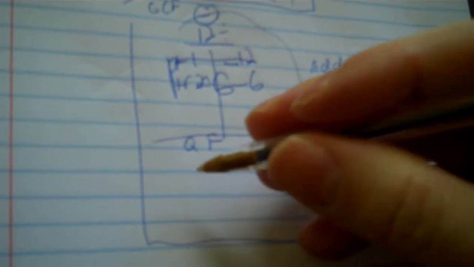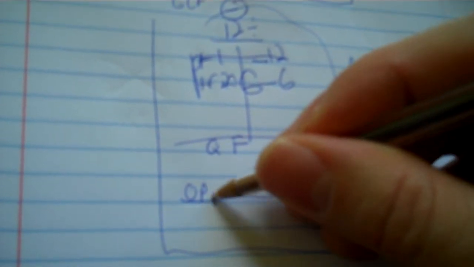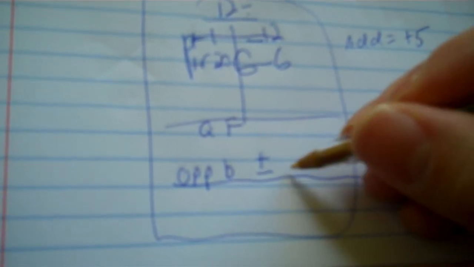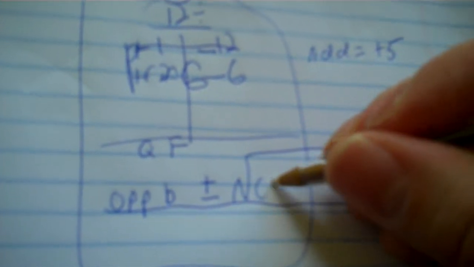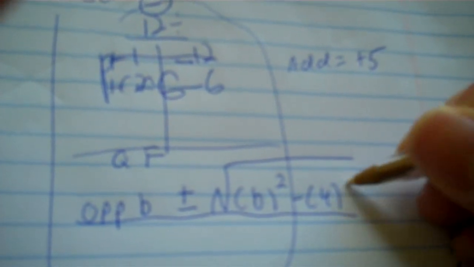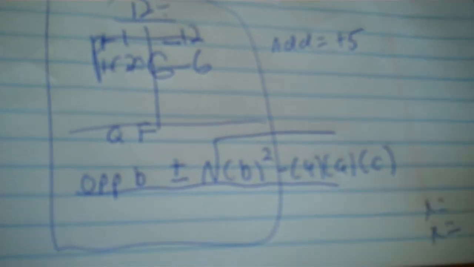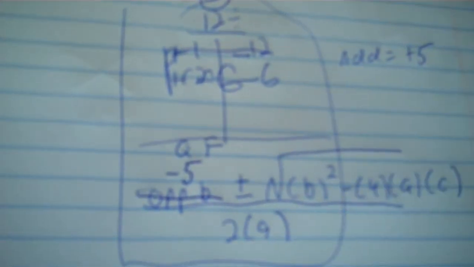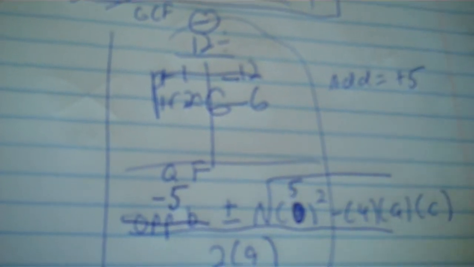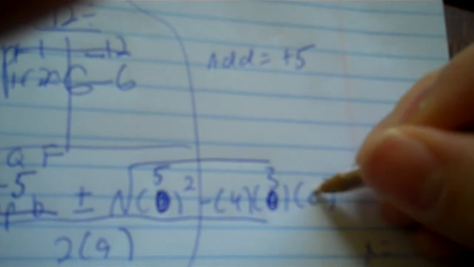So use your quadratic formula. Okay? Put QF, it stands for quadratic formula. Opposite of B, plus or minus the square root, b squared minus 4ac, over 2a. So the opposite of plus 5 would be minus 5. b itself would just be 5. And then 4, a is 3, c is negative 4. Okay, and then a would be 3.